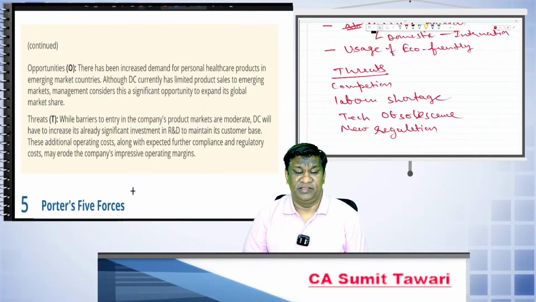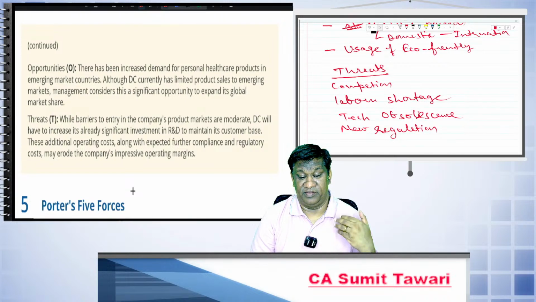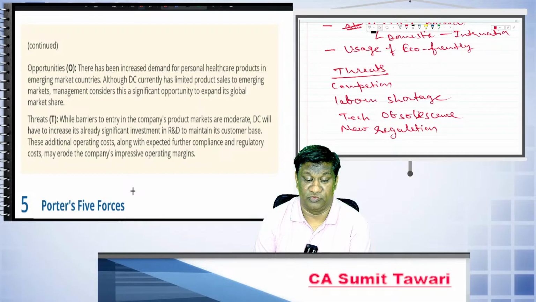Then threats: the barriers to entry in the company's product markets are moderate. DC will have to increase its already significant investment in R&D to maintain its customer base. If they are in drug manufacturing and require a license, it is difficult for them to enter any new market. So that is basically the threat.